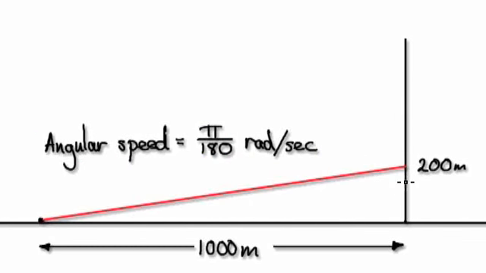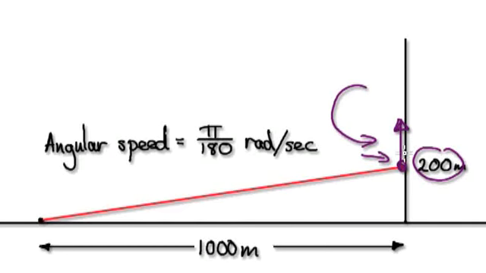So the question is, initially the pointer will be down here, and then as you increase theta, the pointer will move up here. At a height of 200 meters above the ground, what will be the speed of this dot right at this point here?